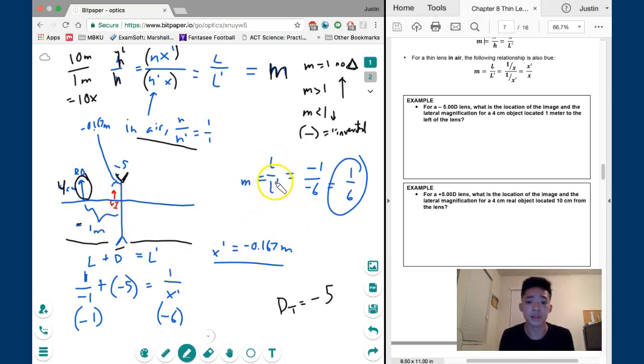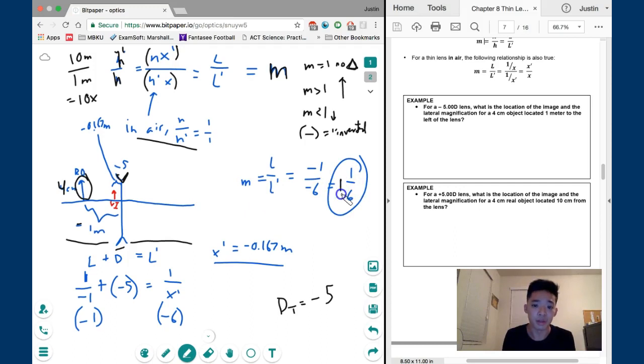What's next? Calculate m. Well, you can use x and x prime if you really wanted to, or you can use divergence. I just chose to use divergence. It's -1 over -6, so you get 1 over 6, and that makes sense because it's minified, right? It's minified and it's also erect.